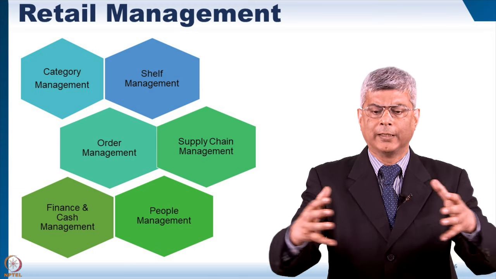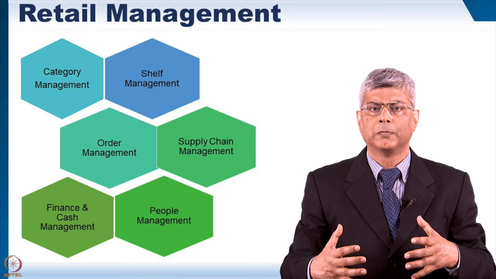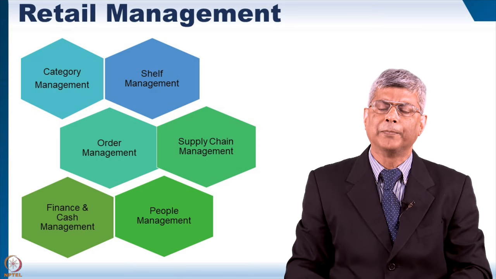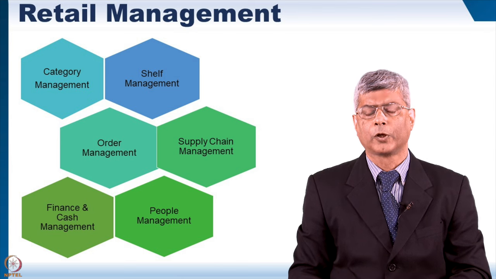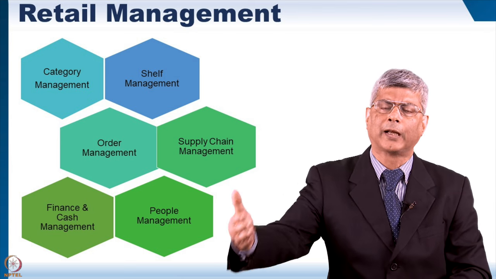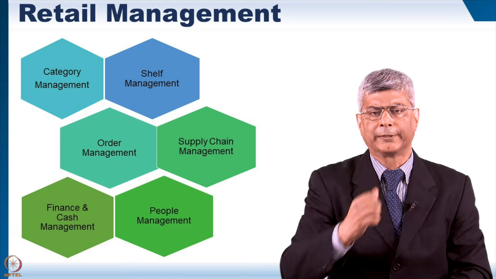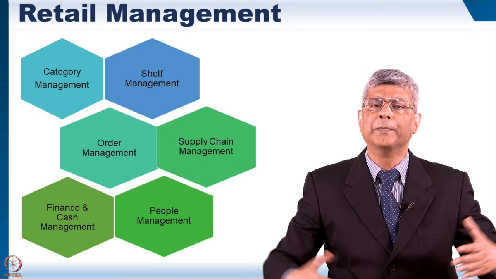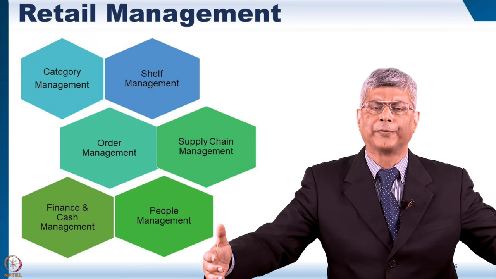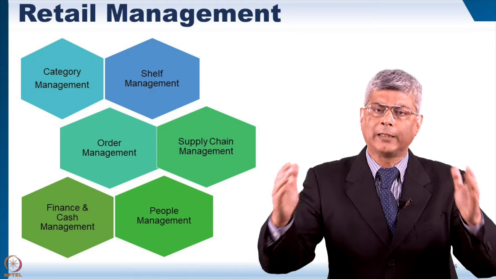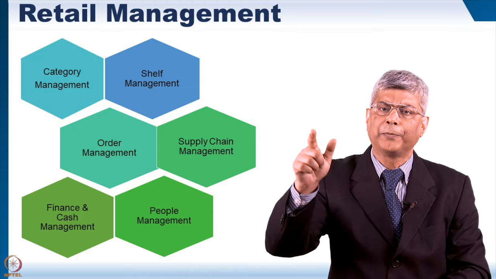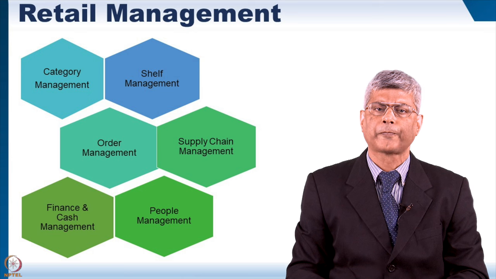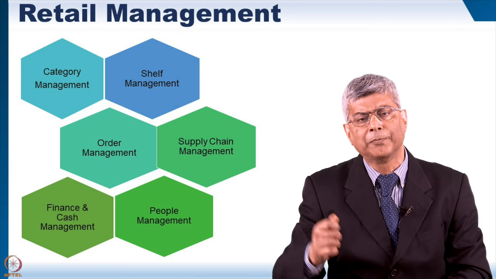The next part is shelf management. Now, most retailers are small, and the biggest retailer may be a few thousand square feet. Of course, you can have a Walmart or a Star Bazaar or a Big Bazaar, etc., and they may be 50,000 square feet or 100,000 square feet, but it's still limited shelf space. So you have to figure out, what do I put in my shelf, which consumers can buy from?